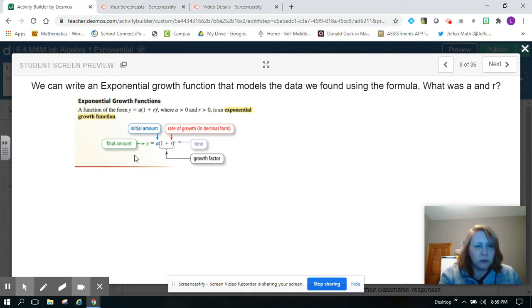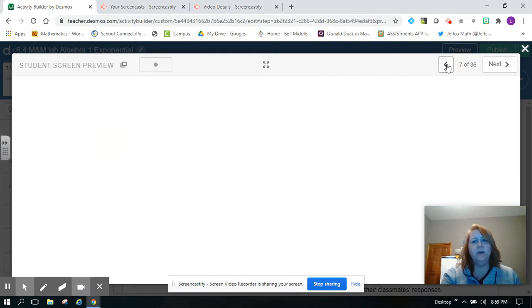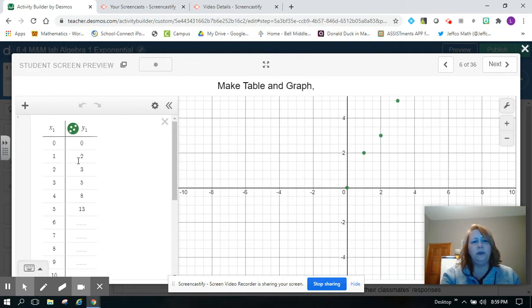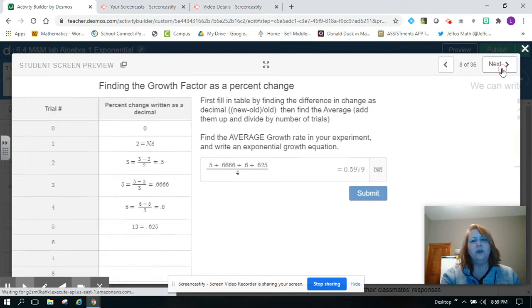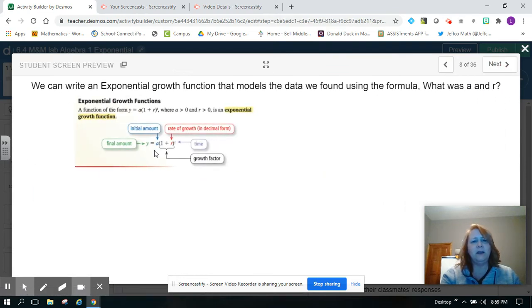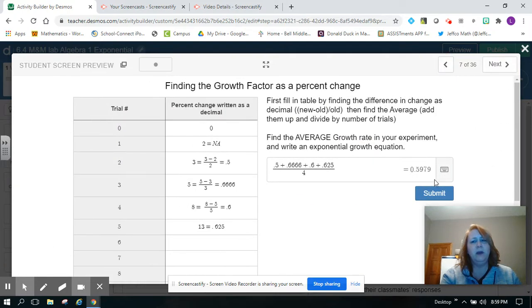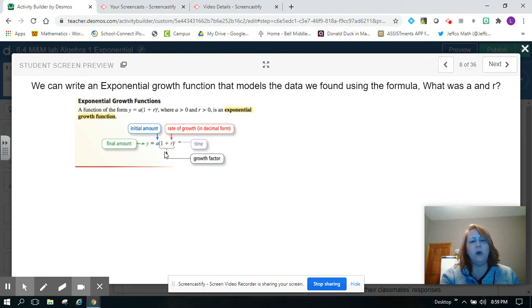The final amount is the y, or that's going to be our function. The initial amount, a. So in our case, what's the a? What's the r? How many M&Ms did we start with? Well, we actually started with 2. This was our initial one. I had 0, but our initial was really 2. We started with 2 when we started graphing. So your initial amount is 2. Your a is 2. What's my r? Yours will be different than mine. I found mine right here, 0.5979, and it's 1 plus that for the entire growth factor.